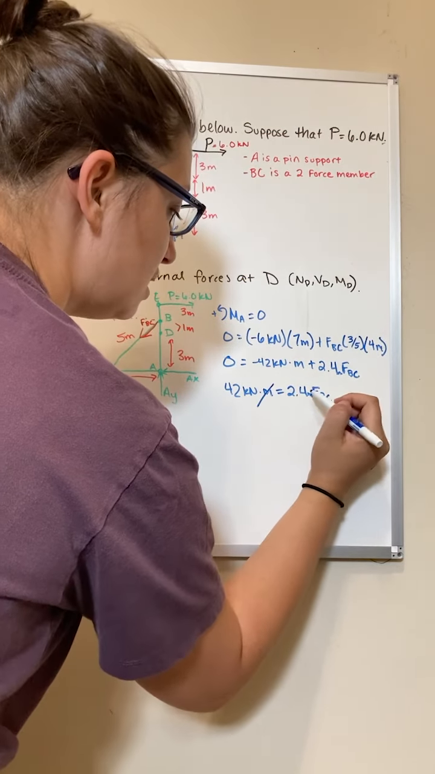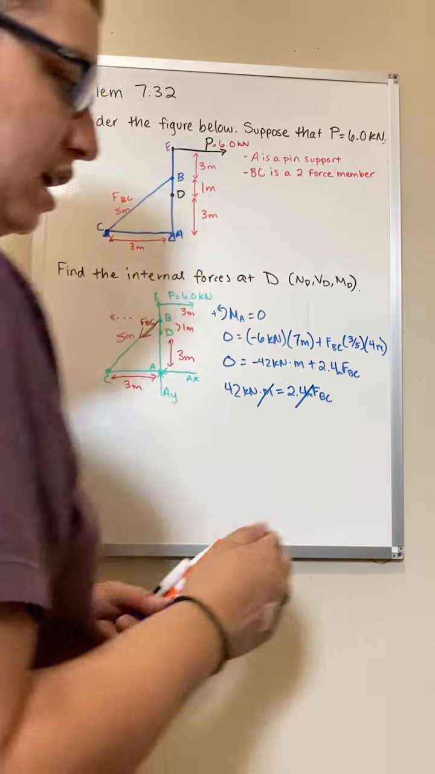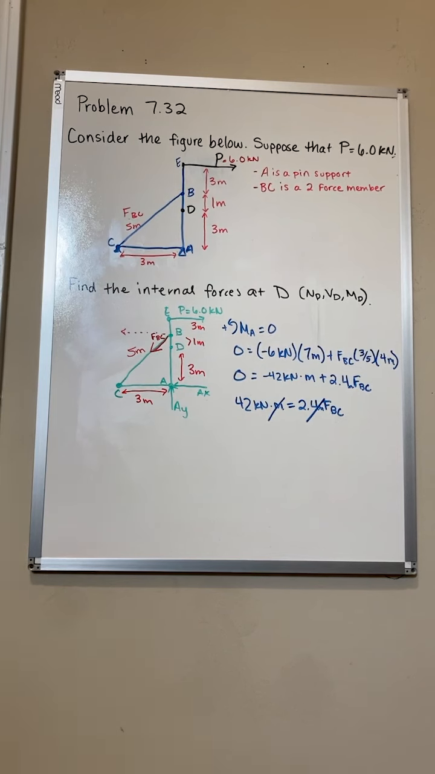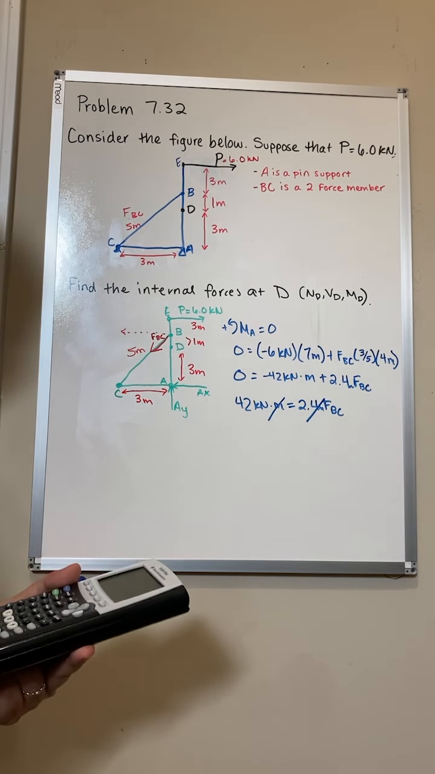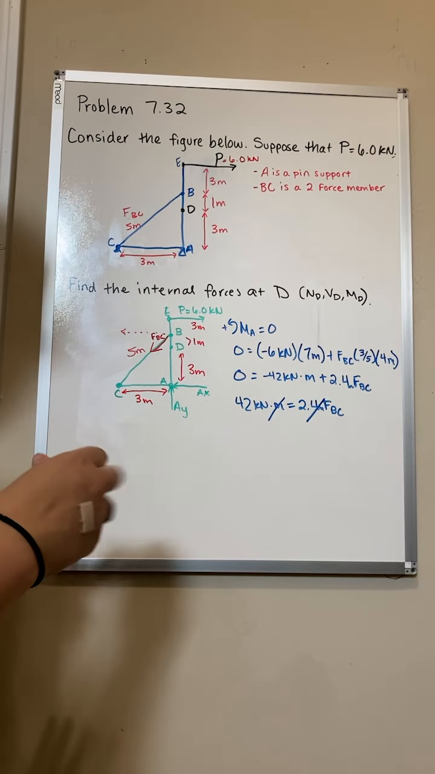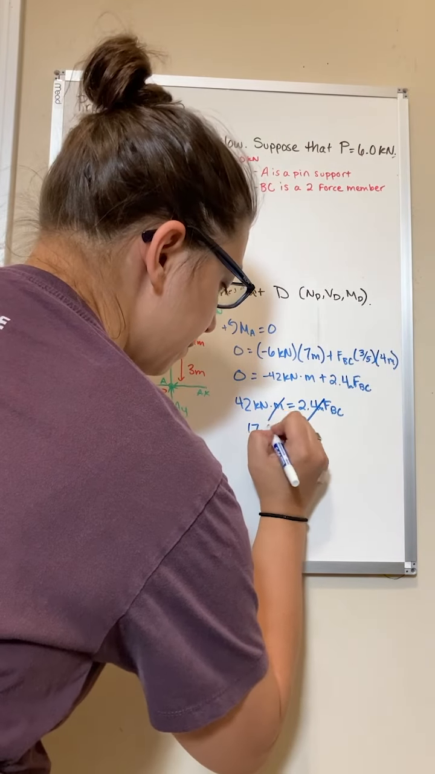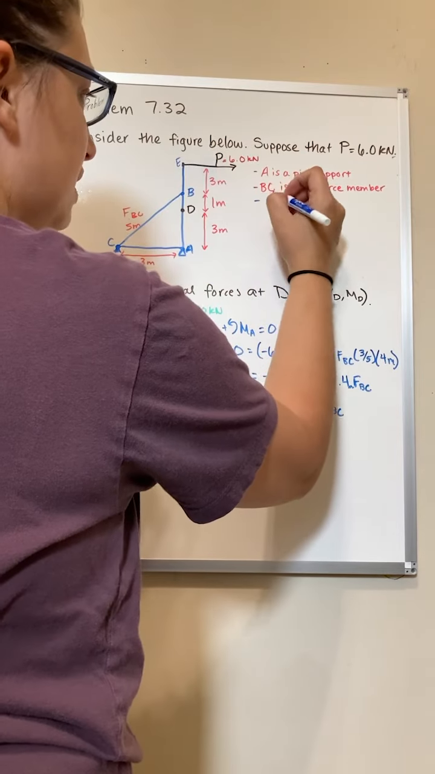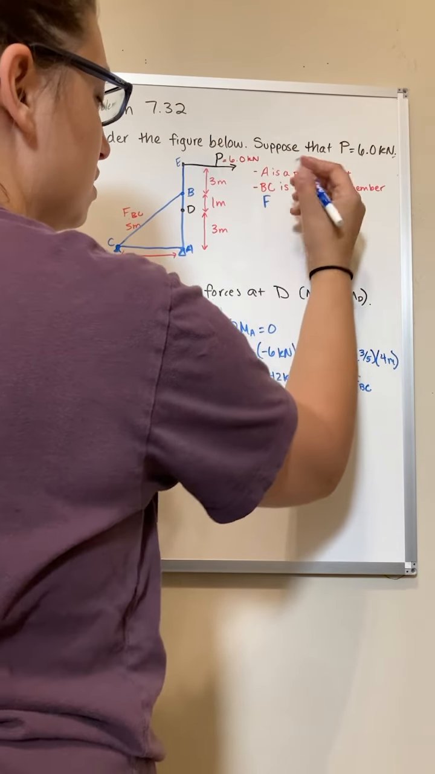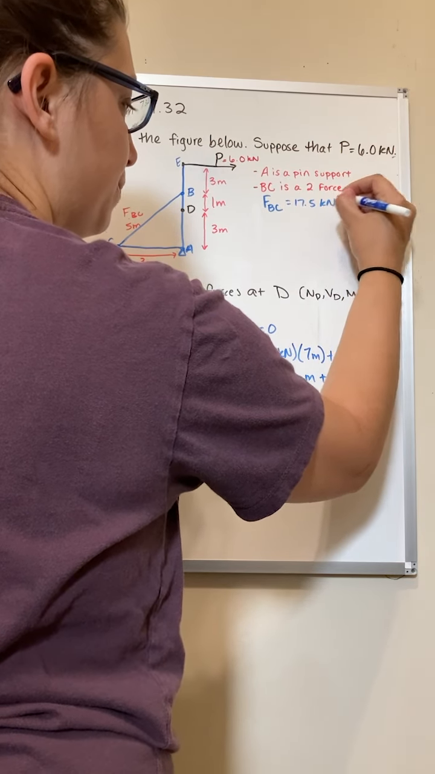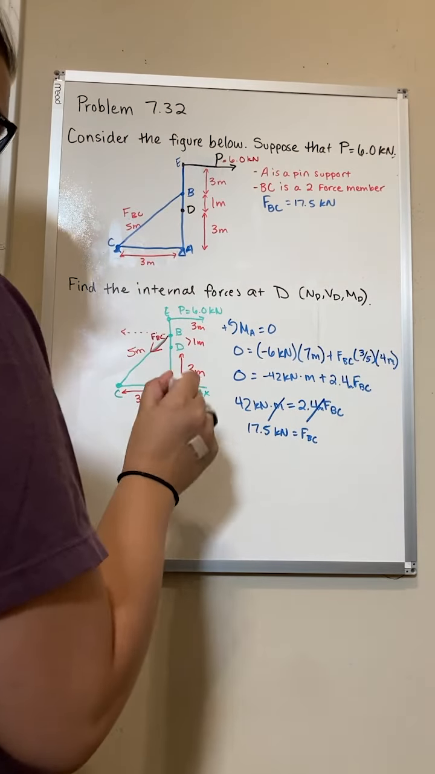So we're going to divide both sides. All right, so by doing some simple math with our calculator, we can find that the force of BC is equal to 17.5 kilonewtons. I'm just going to go ahead and notate that up here. It's actually not negative, that's just what it is. 17.5 kilonewtons.